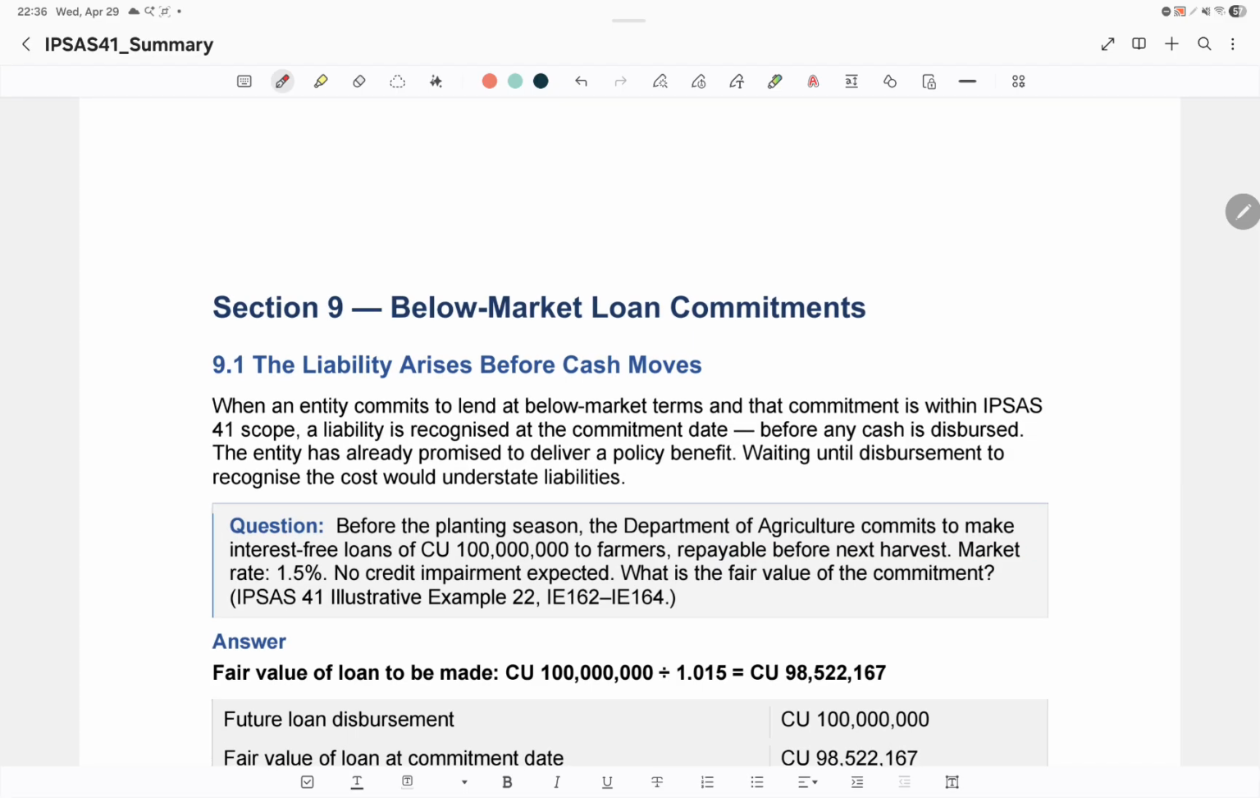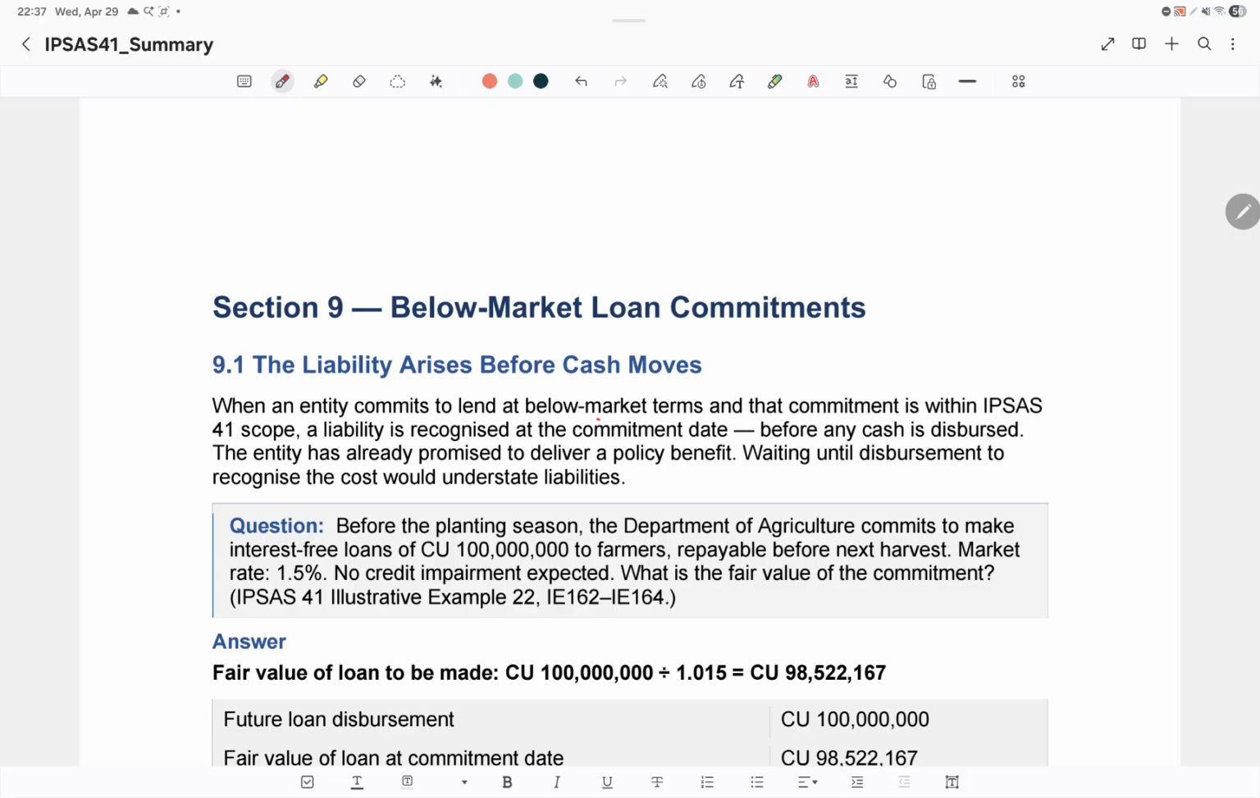Below-market loan commitment. When an entity commits to lend at below-market terms, that commitment is within IPSAS 41. A liability is recognized as the loan commitment. The liability arises before cash moves. Before any cash is disbursed, the entity has already promised to deliver a policy benefit. Waiting until disbursement to recognize the cost will understate the liabilities.